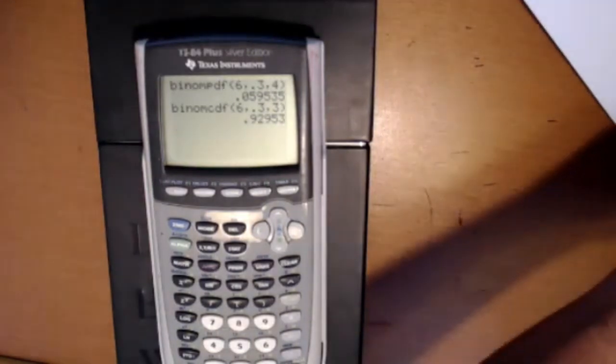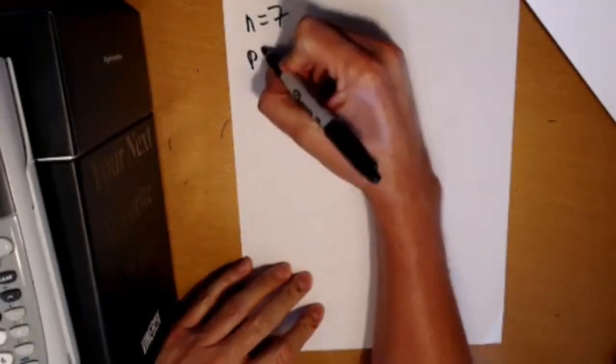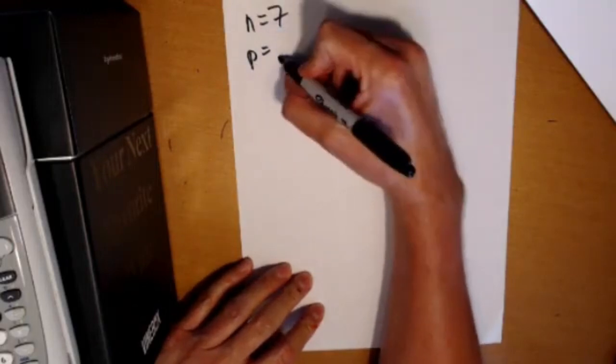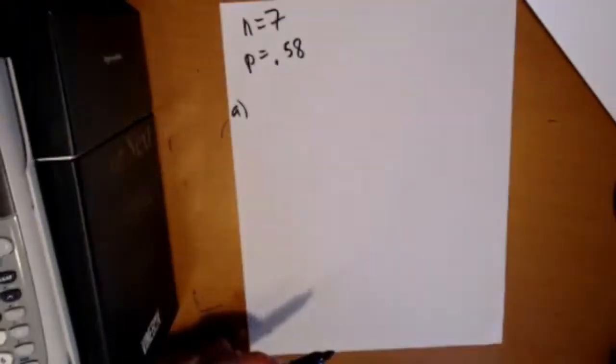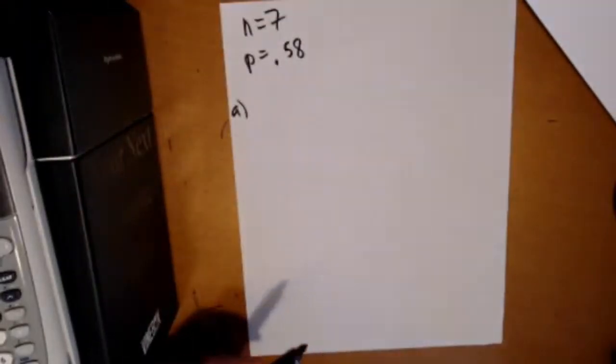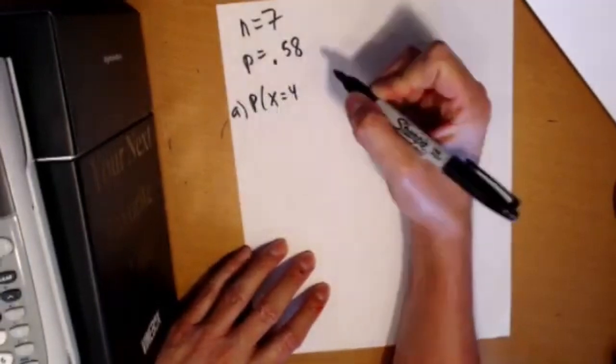So let's try the next problem. And that one, it's talking about Bob. Oh, it's Bob again? I'm not very good at making up names. Different Bob. Totally different Bob. So n is 7, 7 shots. p is 0.58. First question. Oh, a bunch of questions. Exactly 4. Probability that X is equal to 4.